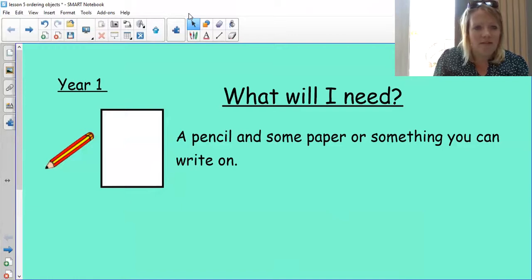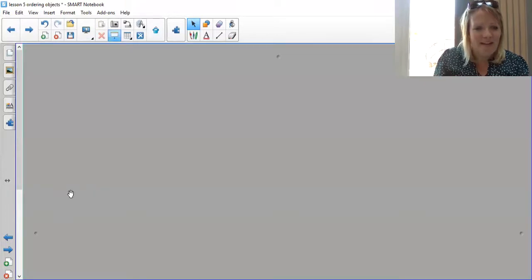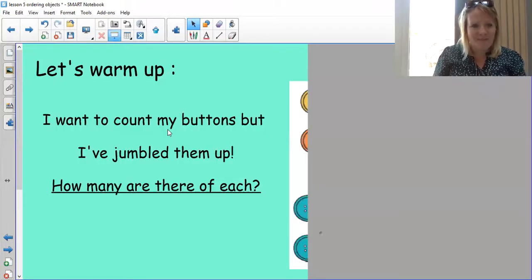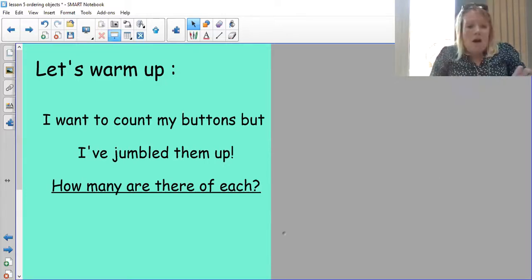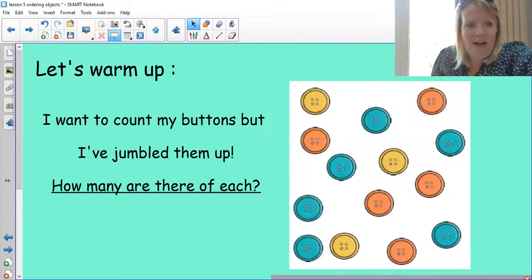So our first task, to warm up our brains: I'm going to move myself across the screen so that we can see the task. We're giving you a sneak preview of what we're going to be doing. I've got some buttons on my board, and they're all jumbled up. The first thing I want you to do is have a look. There are three different colours. I want you to tell me how many blue buttons there are. Are you ready? 3, 2, 1, go. How many blue buttons are there?